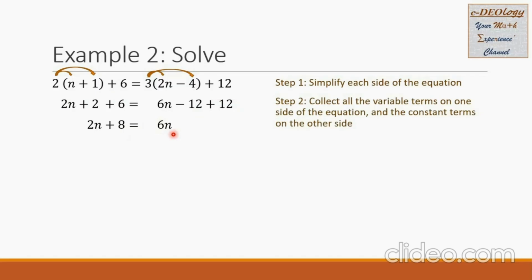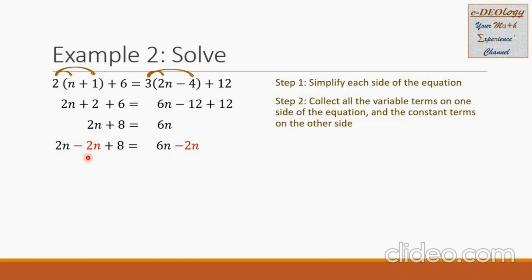For step 2, let us put all variable terms on one side and the constant terms on the other side. There are 2 variable terms, the 6n and the 2n, and there is one constant term, and that is the 8. We will remove the 2n from the left side. We're going to subtract a value 2n, also on the right side, minus 2n.